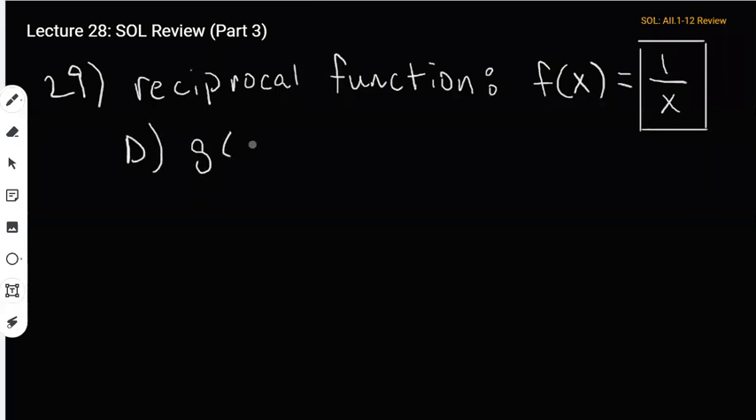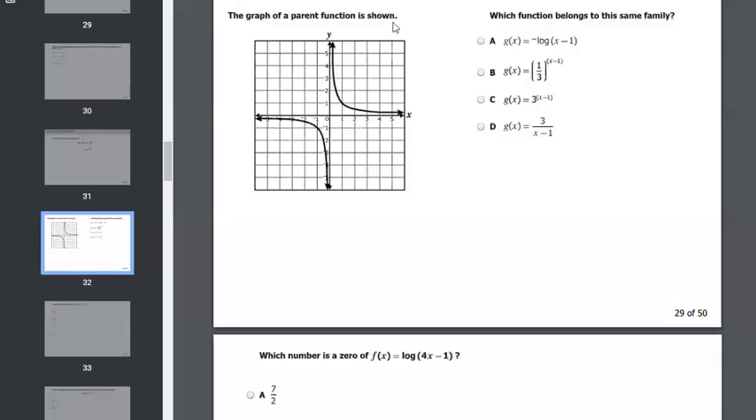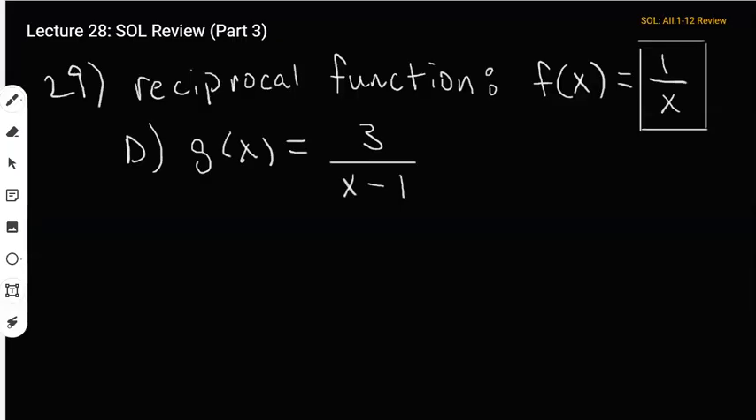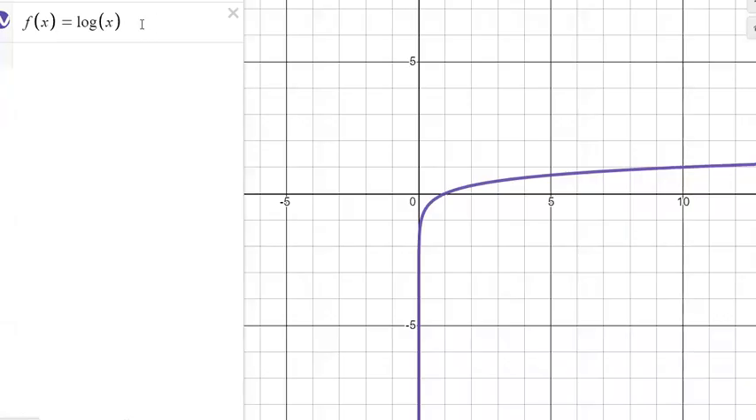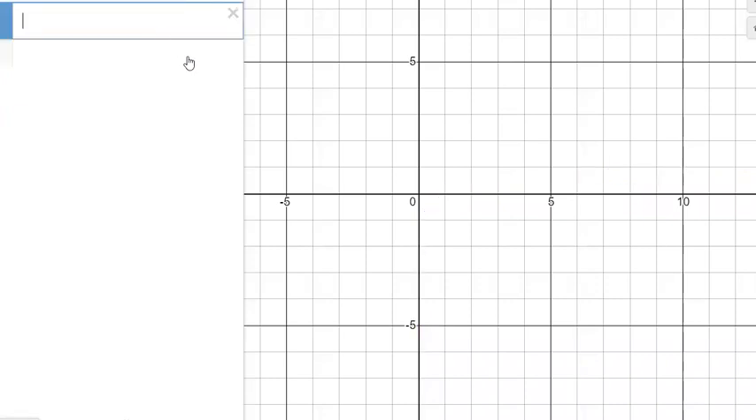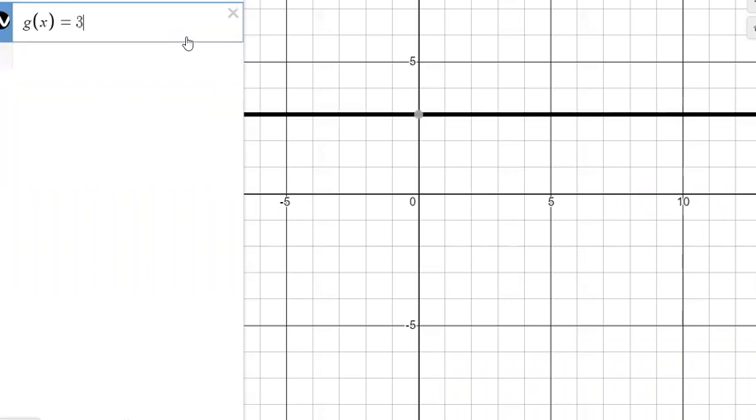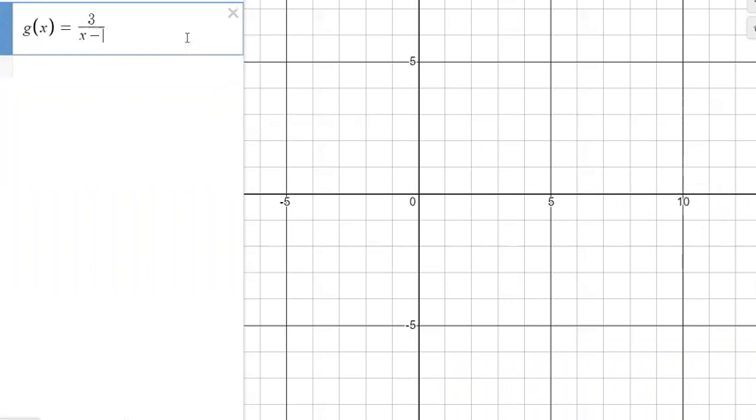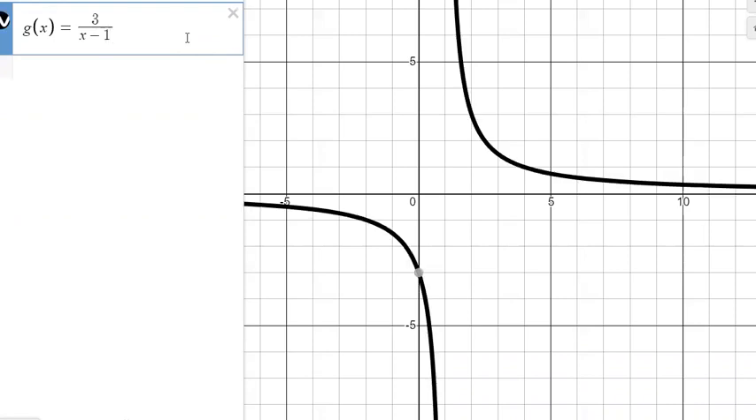And D is going to be g of x is equal to 3 over x minus 1, I think. Yep, 3 over x minus 1. So when we graph this function, we should be able to get something that looks like two different U shapes. So let me go to Desmos and we will graph this. G of x is equal to 3 over x minus 1.